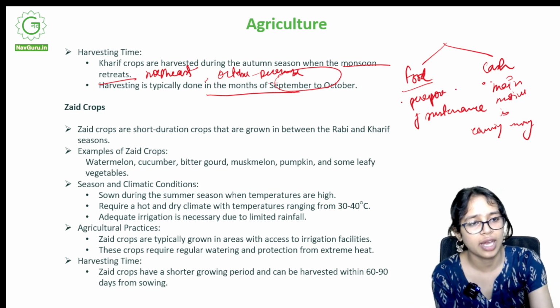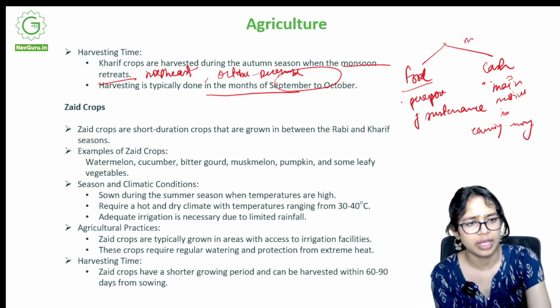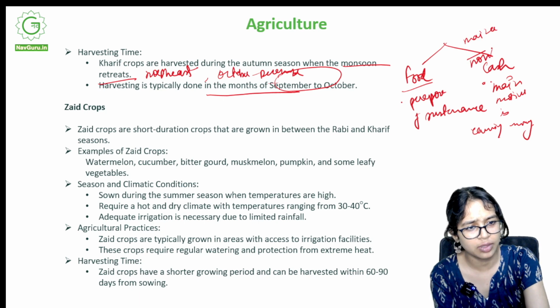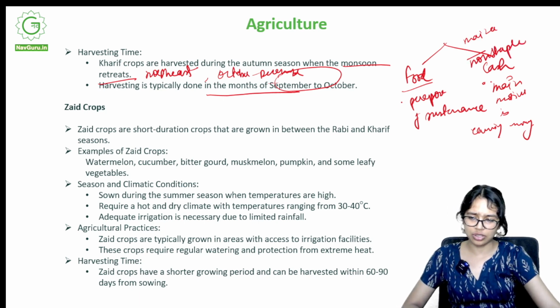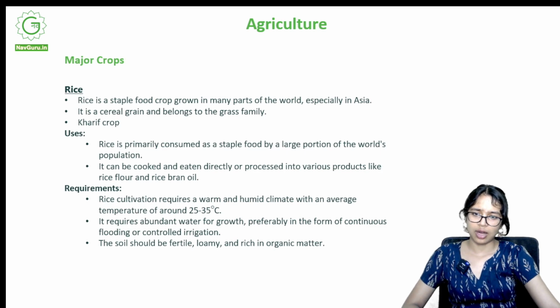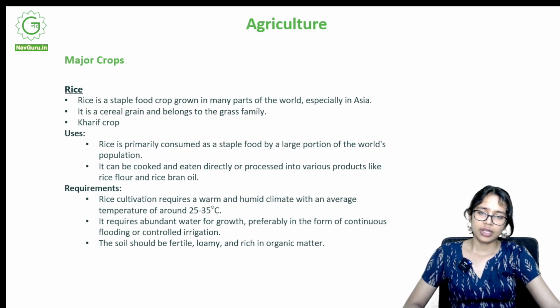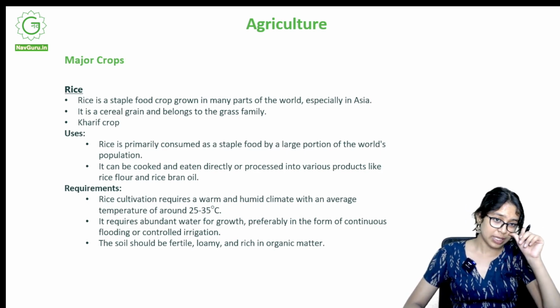Cash crops again include maize and things like that. So maize is not something that is very staple. This is non-staple usually. Jute is something that is very non-staple. You can't eat jute actually. So yeah, now we move ahead to major crops in India.